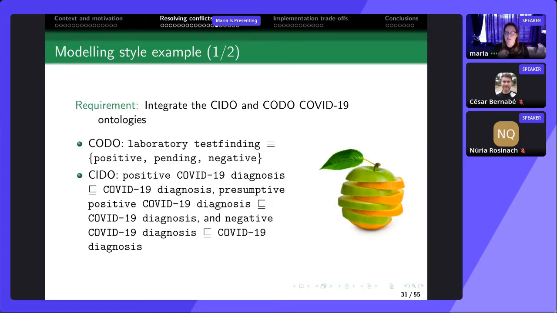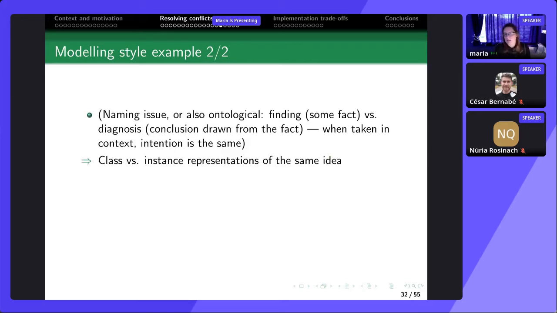The key difference, however, here is that something like positive COVID-19 diagnosis is a COVID-19 diagnosis. And in this case, this notion of positive, pending, and negative are not instances as it is in CODO, but they are classes. So what we actually have here, besides a naming issue and possibly an ontological issue, the key here with the modeling style example, is that you have a notion of class versus instance. The idea that they wanted to represent was the same, but they used different constructs in the language to get it into the ontology. So what are you going to do then?